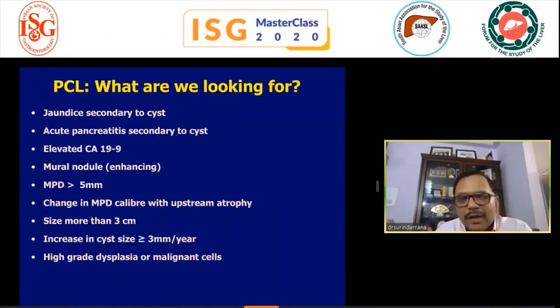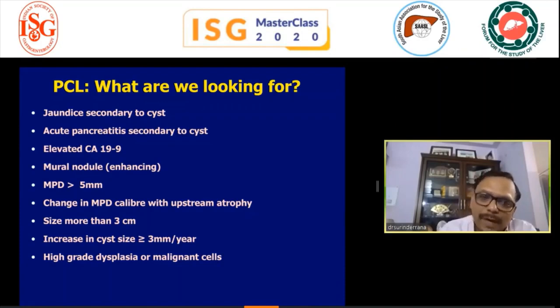So after having understood the limitation of all the imaging modalities we have for cystic lesions, at present, what we can best do is a combination of clinical and imaging findings and then have a treatment algorithm. What you should look for in a cystic lesion is: is the patient having jaundice secondary to the cyst? Is the patient having recurrent episodes of pancreatitis due to the cyst? Is CA 19.9 elevated? Is there a mural nodule? And if yes, is it enhancing?